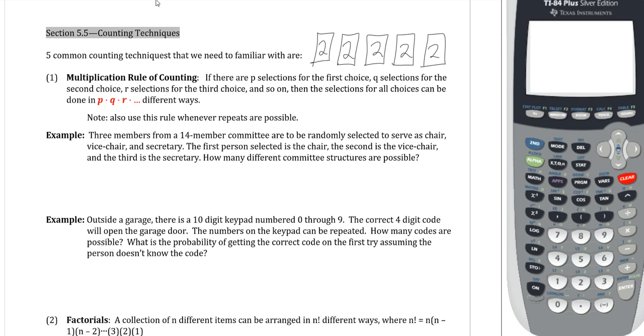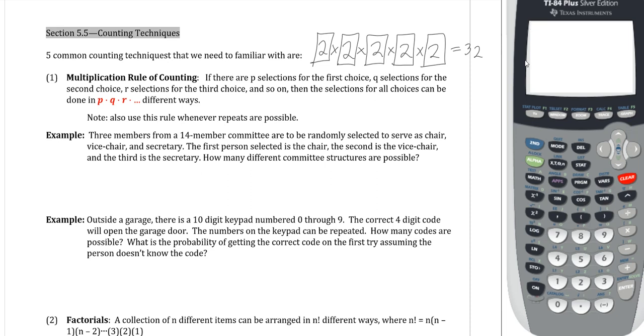In order to find how many ways I could have these in order, the easiest way is simply multiplying. If I do 2 times 2, that's 4, times 2 is 8, times 2 is 16, times 2 is 32. There are 32 ways I could have light switches being on and off if I have 5 of them. That's the multiplication rule of counting.